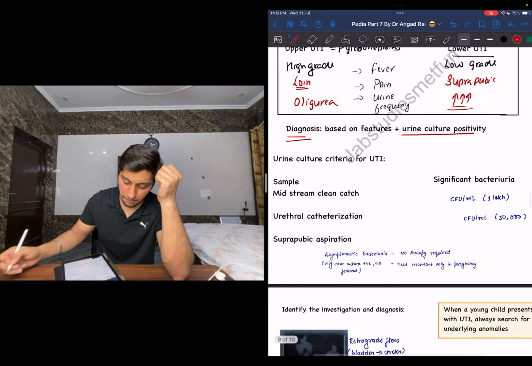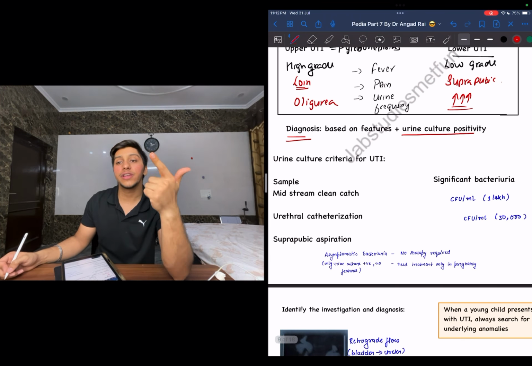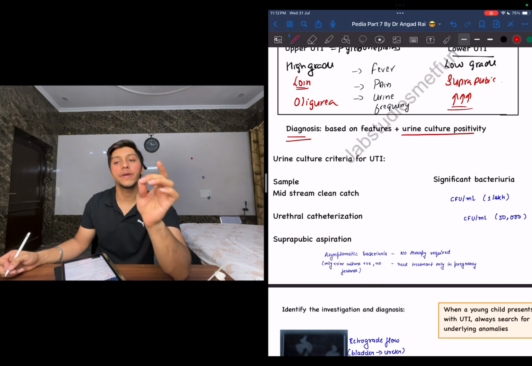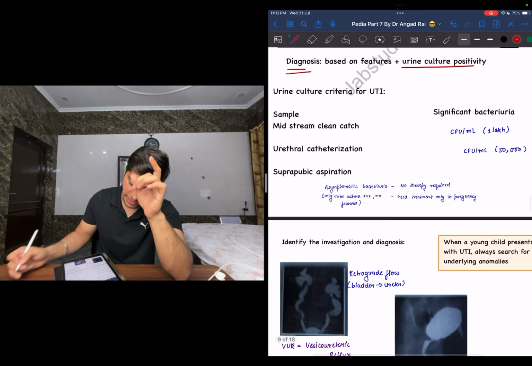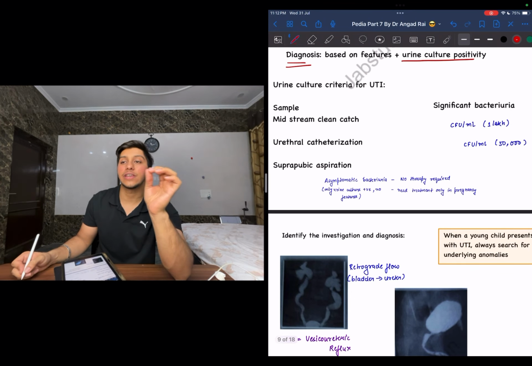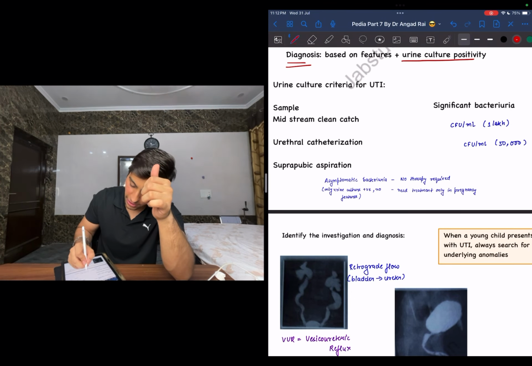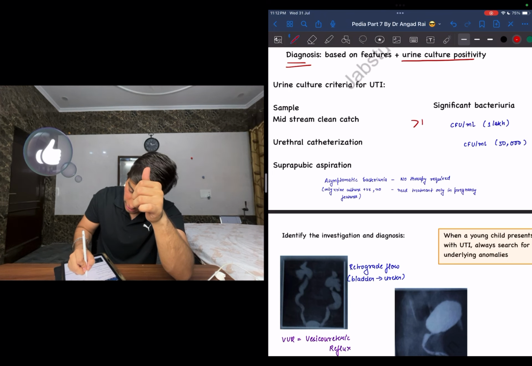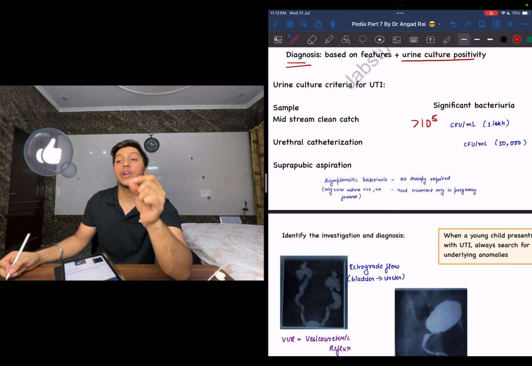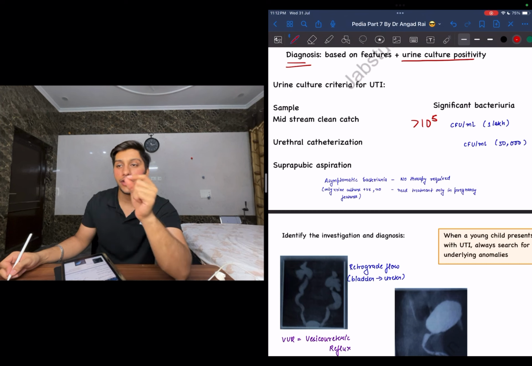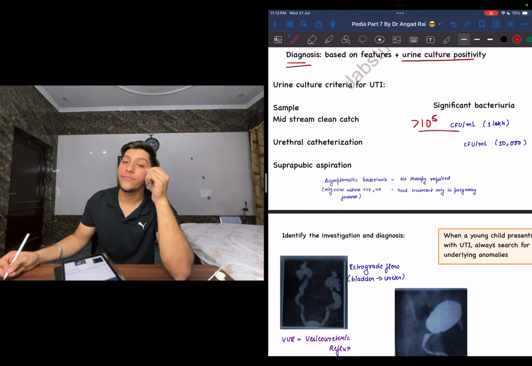One is the midstream clean catch. The other is urethral catheterization, where we take a sample, or suprapubic aspiration. Remember, in midstream clean catch, the significant bacteria diagnostic feature is anything more than 10 to the power 5 colony forming units per ml. CFU stands for colony forming units.